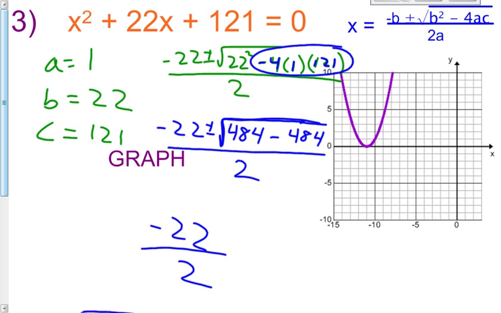It's going to go down and down and down, and it's going to touch the x-axis, but not go through it. It's going to touch that negative 11 right here, and then it's going to go back up again. So that's what that double root tells you.